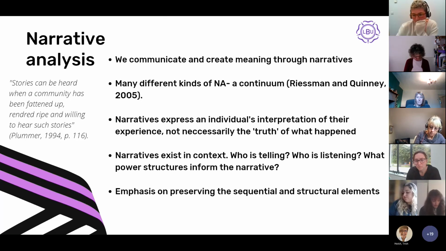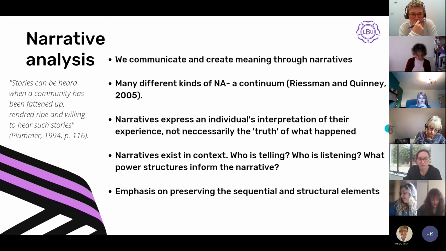So that's just one example of how we're constantly using narratives to construct and give meaning to the world around us. And it's important to point out that narrative analysis takes many, many different forms, and there's no set way of doing it. So Reissman and Quinney portray narrative analysis as a continuum, where at one end you might have entire life stories, and at the other you might have more discrete situated stories as the unit of analysis. And the method that I've chosen, or the one that I hope to use, sits somewhere in the middle of this continuum.